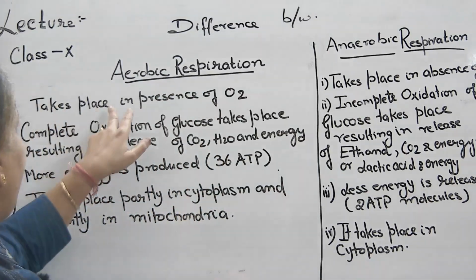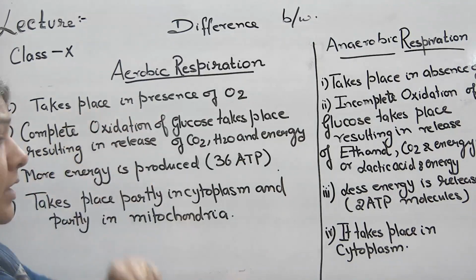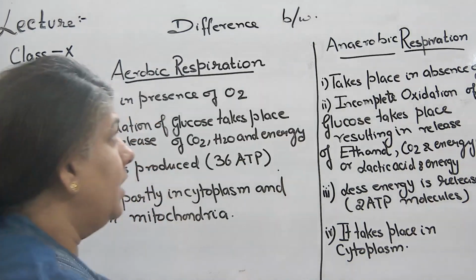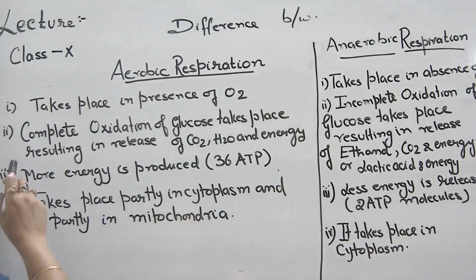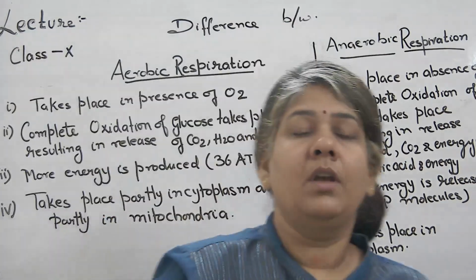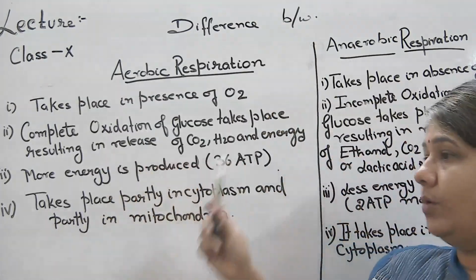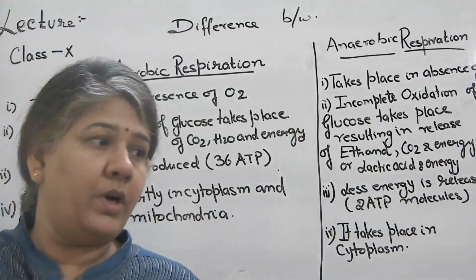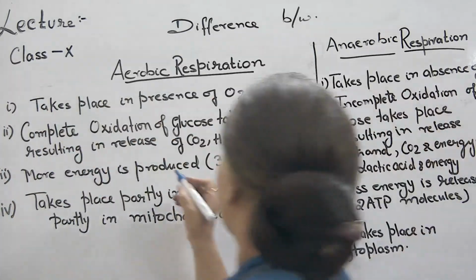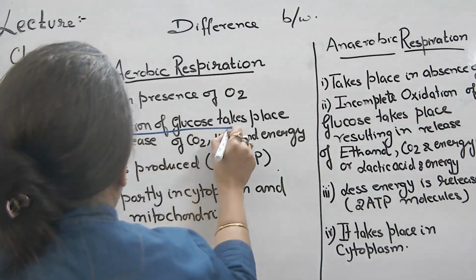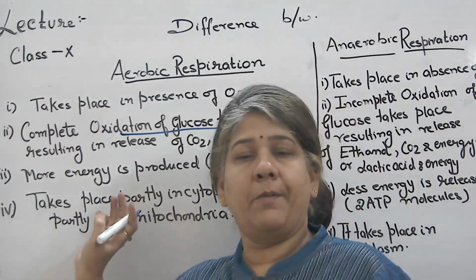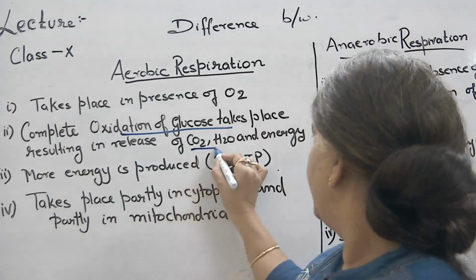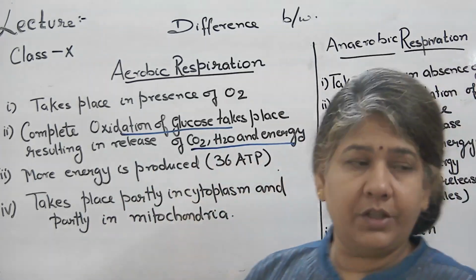So the first point is that aerobic respiration takes place in the presence of oxygen and anaerobic takes place in the absence of oxygen. The second important point is that during aerobic respiration, complete oxidation of glucose takes place. This is very important. Complete oxidation will result in the formation of carbon dioxide and water with the release of energy.